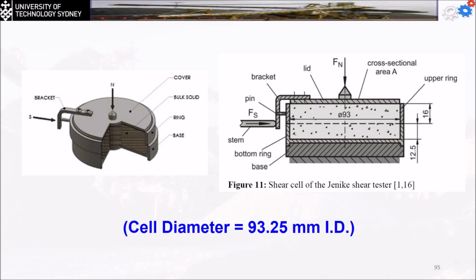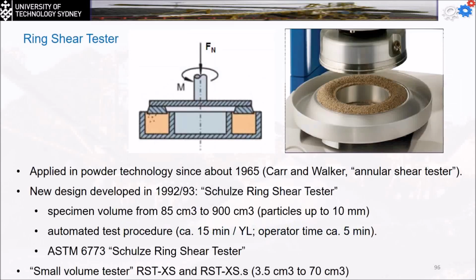Also, you can use a ring shear tester. In the ring shear tester, you don't have to slide the things; you're going to twist it. Yeah, torsional. It has been applied in powder technology since 1965, and the new design was developed in 1992-1993 by Schulze, the ring shear tester. Displacement volume is between 85 cubic centimeters and 900 cubic centimeters, for particles up to a size of 10 millimeters in diameter.